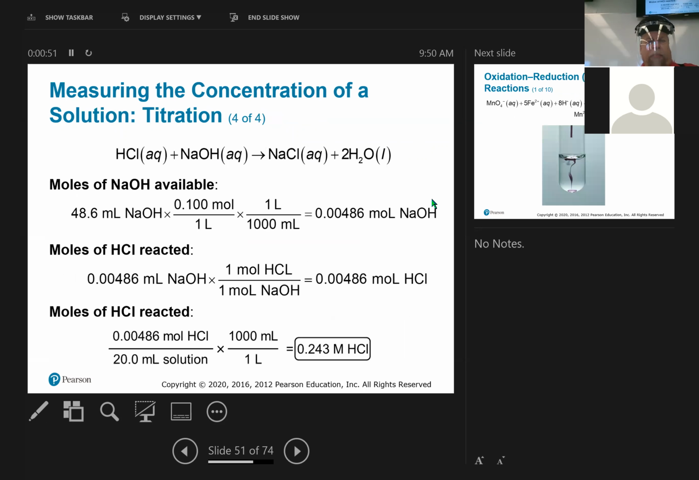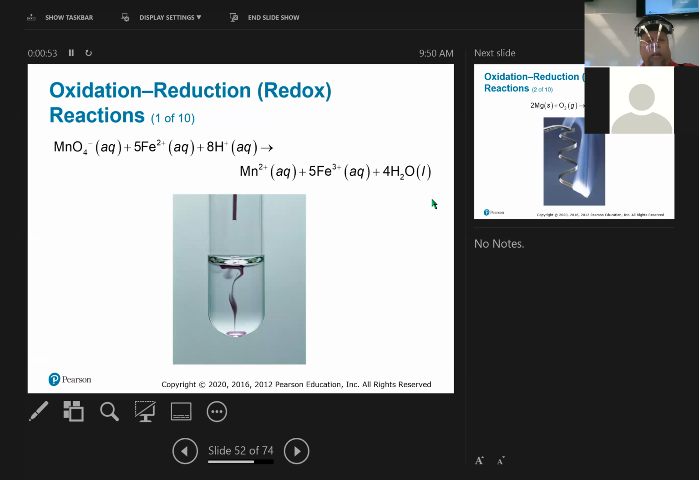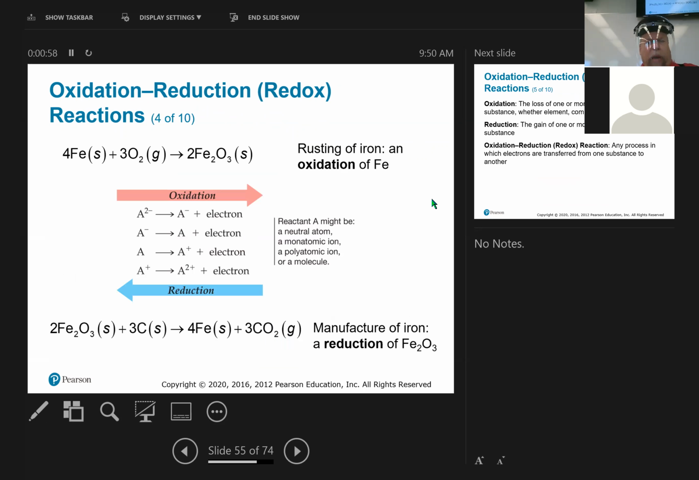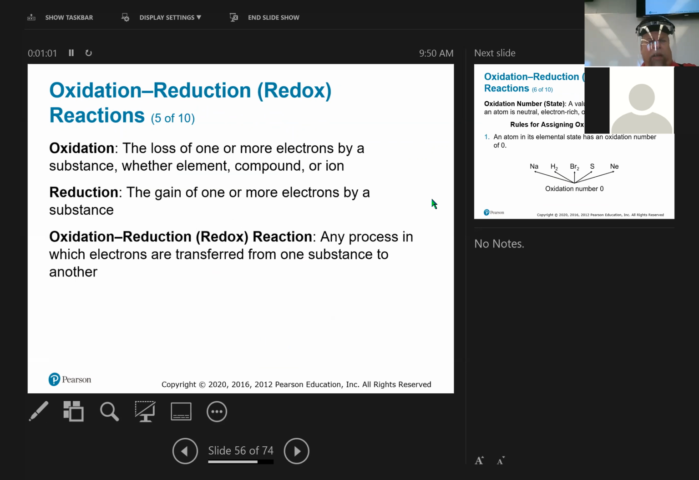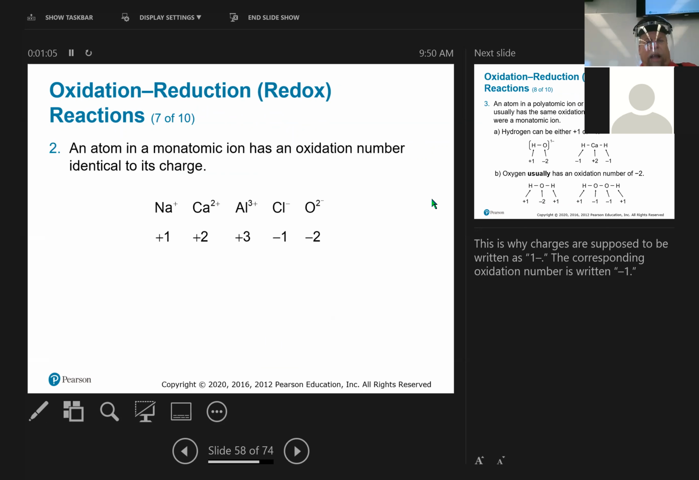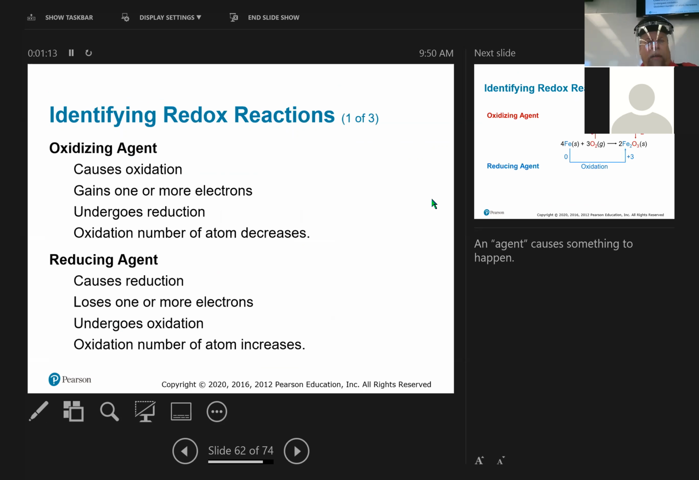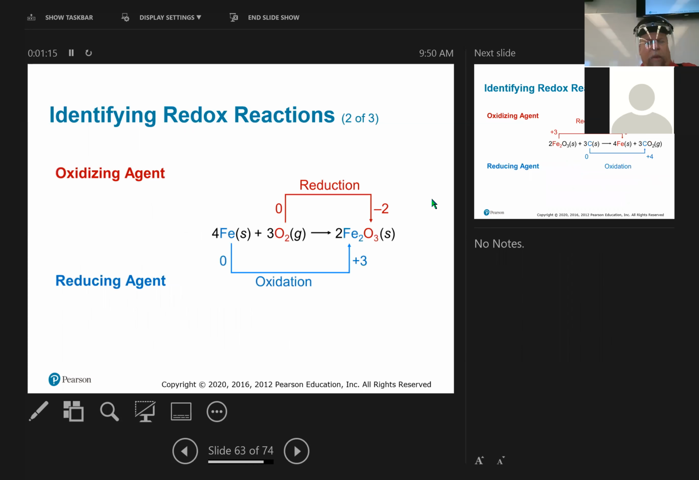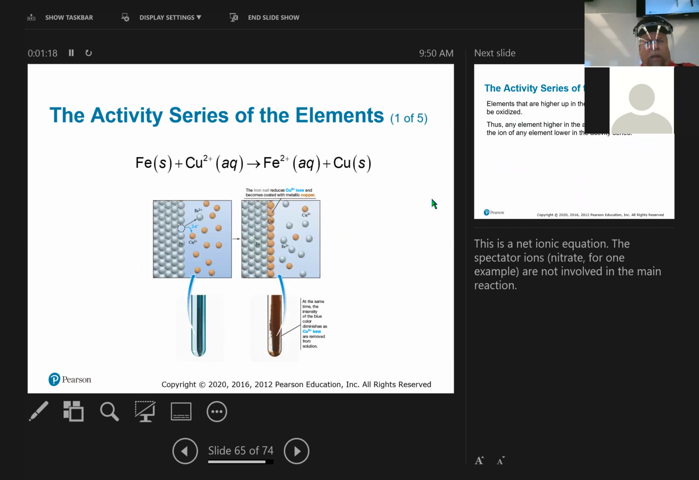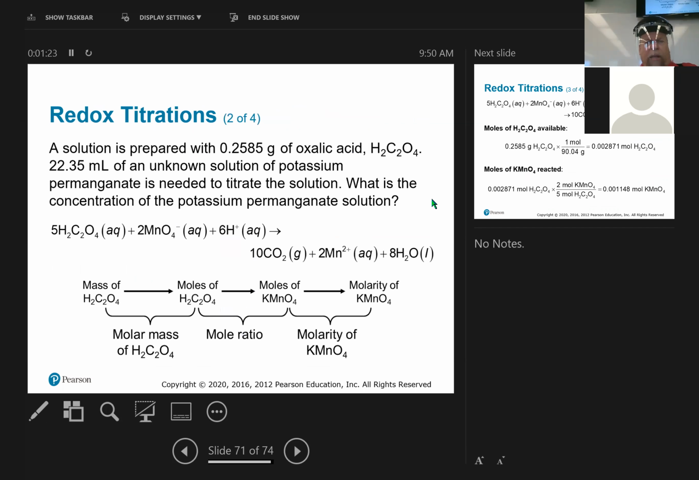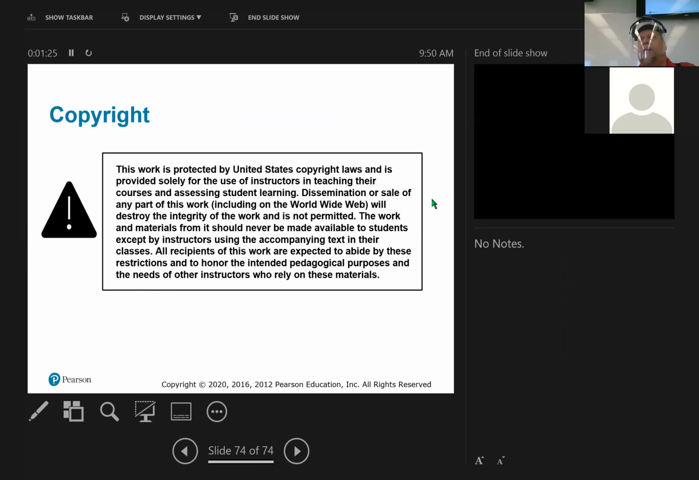The titration aspect, that's covered also. And then oxidation reduction reactions there. There, rusting of iron, oxidation reduction, going from one to the other. Rules for assigning oxidation numbers, and we kind of did that already with the -2, putting the pieces together, and then identifying them related to what the different ones are, and then the activity series of the elements, and then redox titrations. That's the last of those slides.